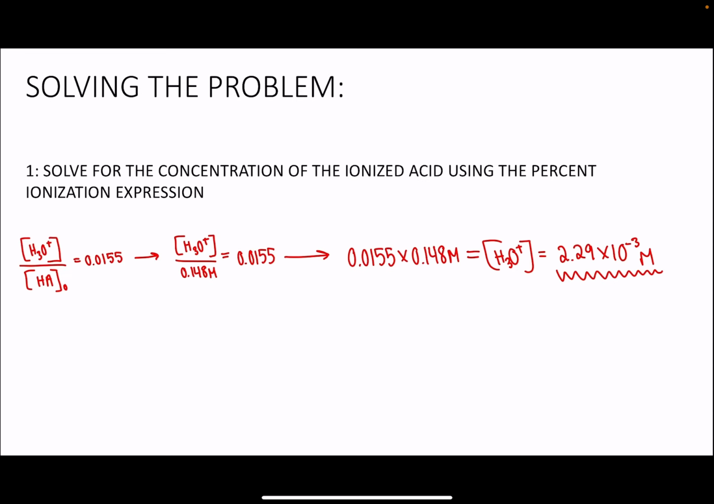First, I'm going to solve for the concentration of the ionized acid using the percent ionization expression. I'm given the initial concentration of my acid, 0.148 molar, and the percent ionization, 1.55%, which in decimal form is 0.0155. By cross-multiplying, I can solve for the concentration of H3O+, which comes out to be 2.29 times 10 to the negative 3 molar.